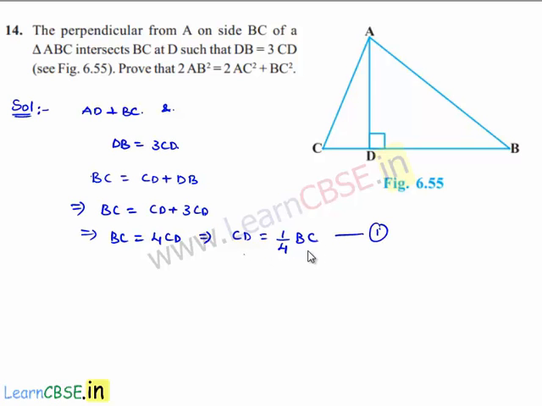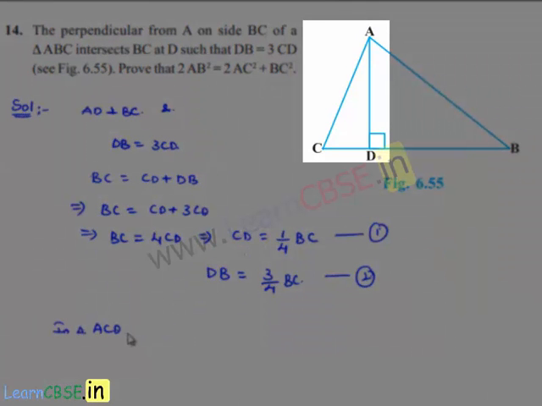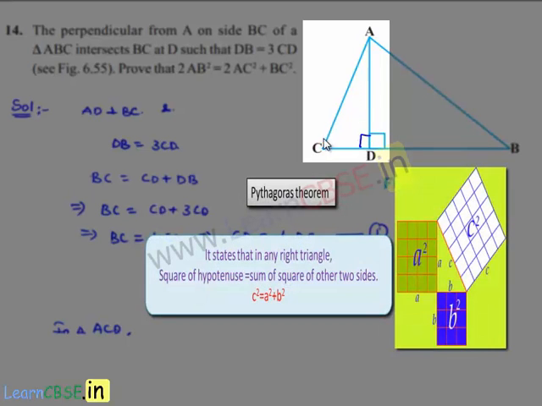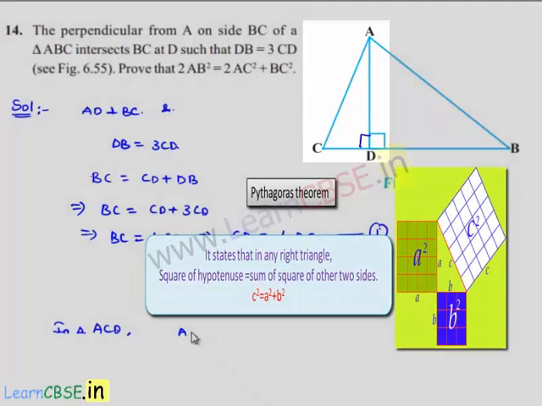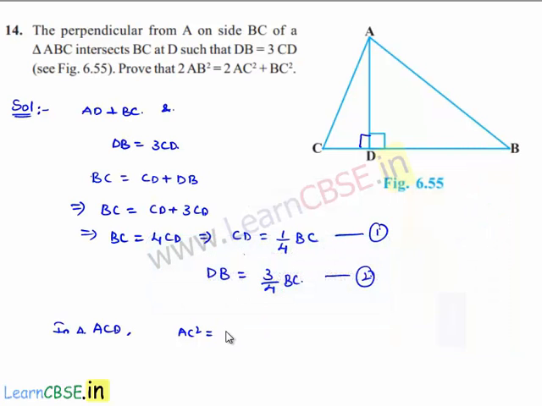And as CD is equal to 1/4 times BC, we get DB is equal to 3/4 times BC. Let it be the second equation. Now in triangle ACD, let us apply the Pythagoras theorem as angle ADC is equal to 90 degrees. That is hypotenuse square is equal to the sum of squares of the other two sides, that is CD square plus AD square.